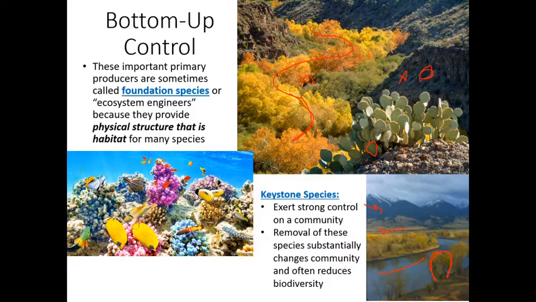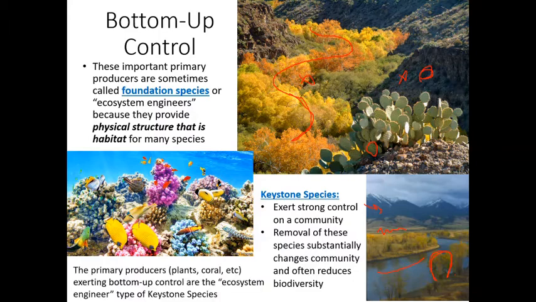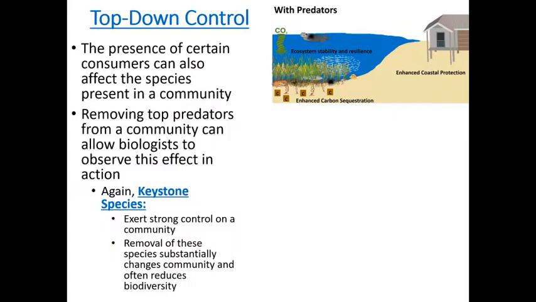Without the cottonwoods, without the corals, biodiversity would plummet in these particular areas. And so keystone species, again, do not have to be plants or photosynthesizers, but in this case, the plant/photosynthesizer is a keystone species. Specifically, we can classify them as the ecosystem engineer type of keystone species. And we'll come back and we'll try to parse out these terms a little bit more later.